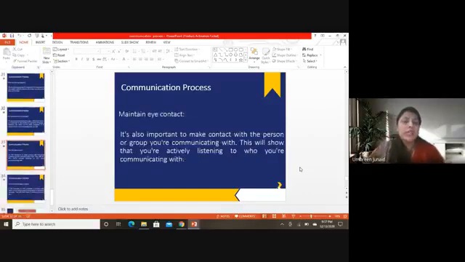Maintain eye contact. It's also important to make contact with the person or group you're communicating with. This will show that you are actively listening to who you are communicating with. Sometimes it happens that someone is talking to you and you're writing something, or looking at the table, or playing with your pen. What does this show? This shows that you are not actively listening to what that person is saying. If you are looking into that person's eyes, that means you are listening to him or her 100%.